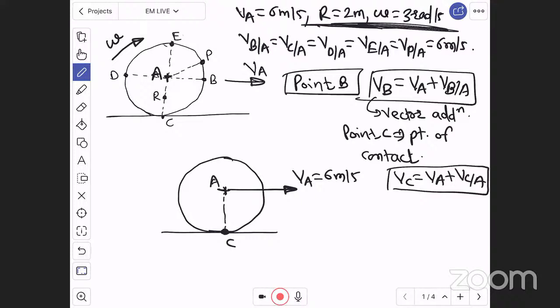Velocity of C is nothing but velocity of A plus velocity of C with respect to A, right? And velocity of C with respect to A is a tangential component. Now let us see this. Therefore, for point C also, the velocity of A will remain as it is, and there is one more tangential component, right? Here the velocity of A will remain as it is for C also, which is 6 meter per second towards right, and the wheel is rotating in clockwise direction with angular velocity omega.